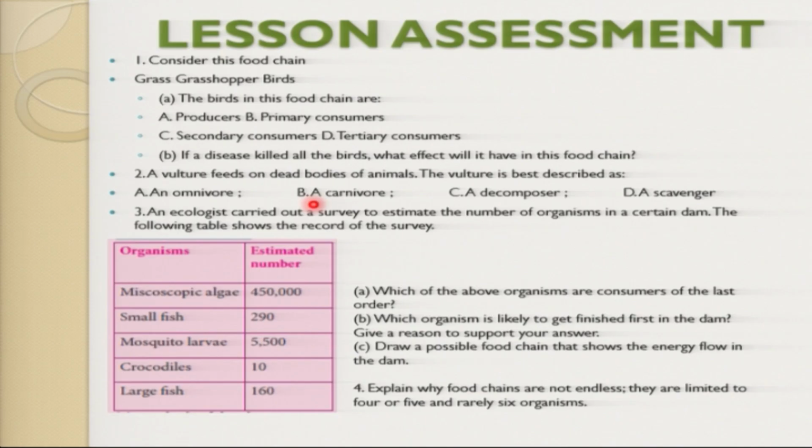An ecologist carried out a survey to estimate the number of organisms in a certain dam. The following table shows the record of the survey. There are microscopic algae, small fish, mosquito larvae, crocodiles, and large fish. Go through that survey and answer the questions that are asked on it.